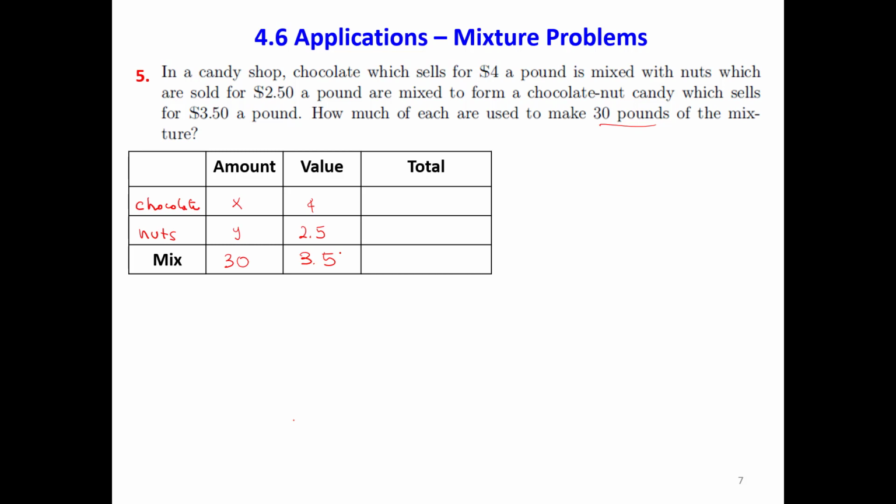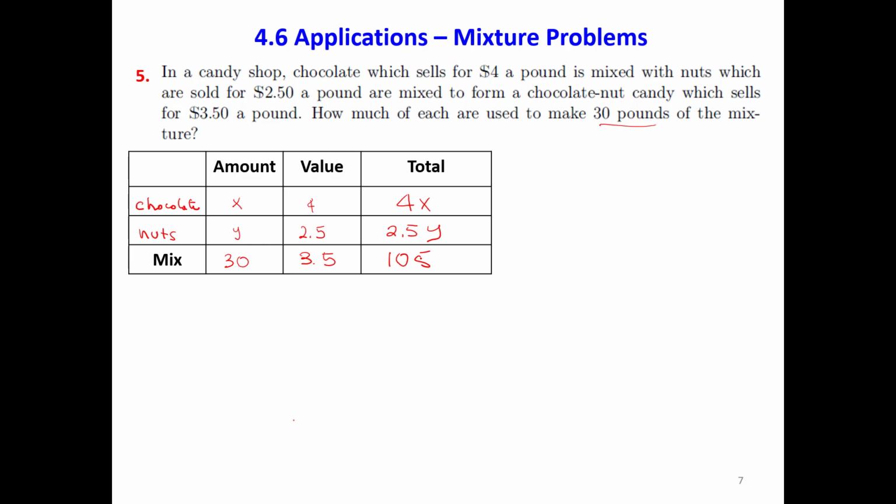Now we know how to get the last column, always to get the total. In case of the chocolate, we just multiply these two values. For x, we always write first the number and then the variable. And here will be 2.5y. And here we need to multiply 30 multiplied by 3.5, which is 105.